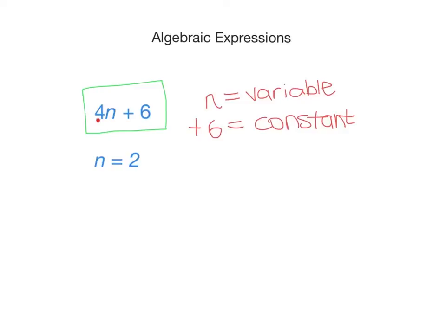Lastly, we have the 4 attached to our variable over here. Whenever we have a number right beside a variable, we call it the coefficient. So the number 4 is called our coefficient. The coefficient is the number that is used to multiply a variable. So in this case, the coefficient is 4 because it is used to multiply the variable, n.